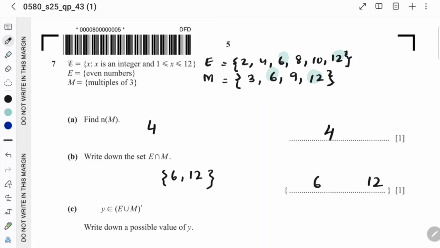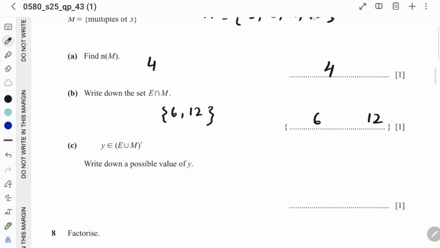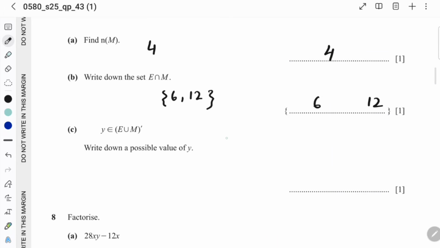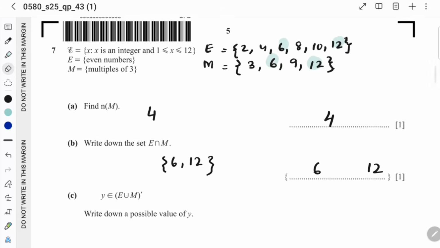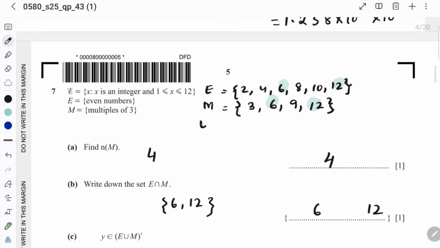Now, Y belongs to E union M whole complement. These are the members which are not in E or M. It's a very easy question, just 1 mark, but I'm explaining how you get E union M. Just look at the top. E union M includes both sets, but don't repeat the common numbers: 2, 3, 4, 6, 8, 9, 10 and 12. I'm writing down all of E and M included.